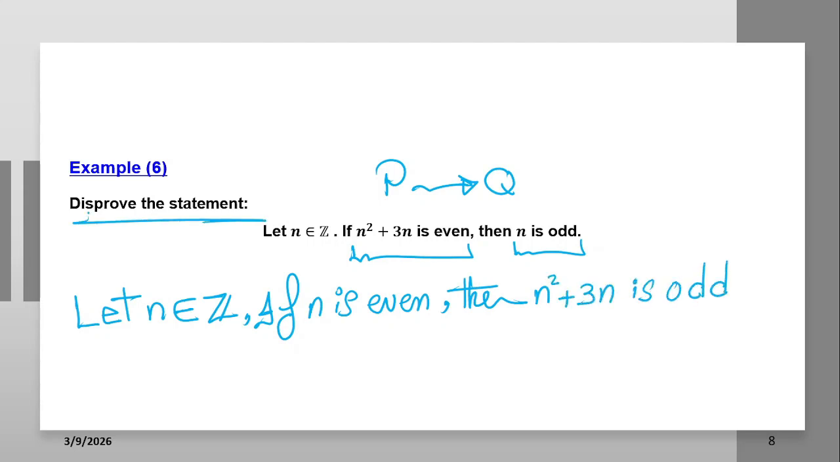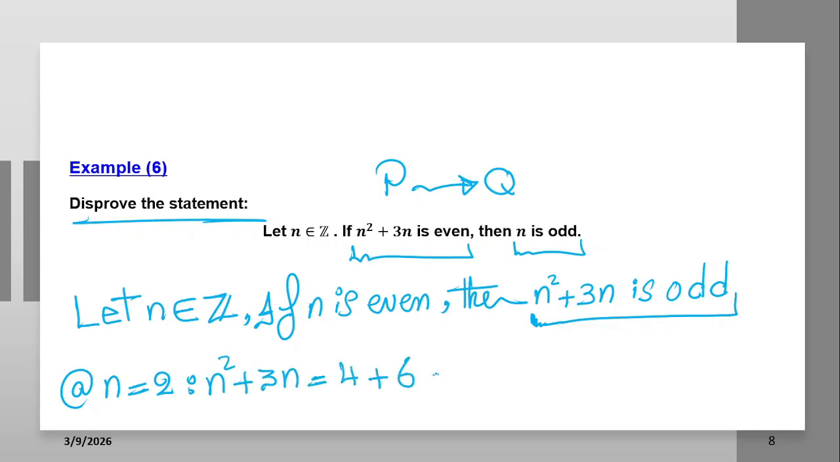The point is we need to disprove this statement. Okay, so to disprove this statement, just substitute with a value of n which is even, and then I expect to get n square plus 3n is even to say that this assumed n is a counterexample. So for n is even, at n equals 2, we get that n square plus 3n will be 4 plus 6, which is 10. This is an even value, so this means that n equals 2 is a counterexample.